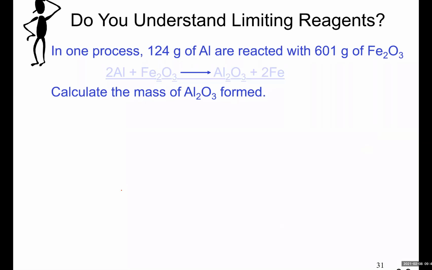In this equation, you want to determine the limiting reactant. The problem is giving you the mass of the two reactants, which are the mass of aluminum and the mass of iron oxide. These two reactants react together to produce aluminum oxide and iron.